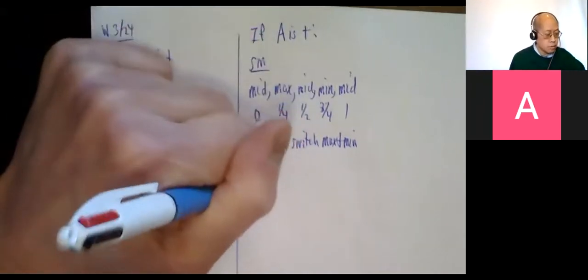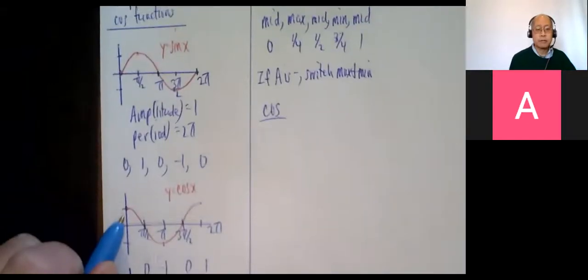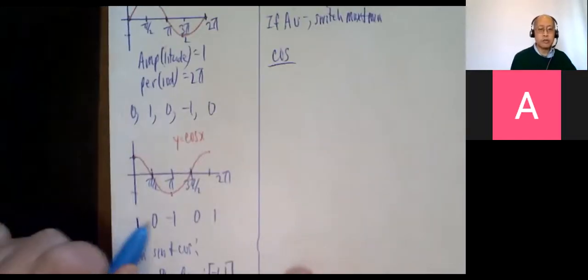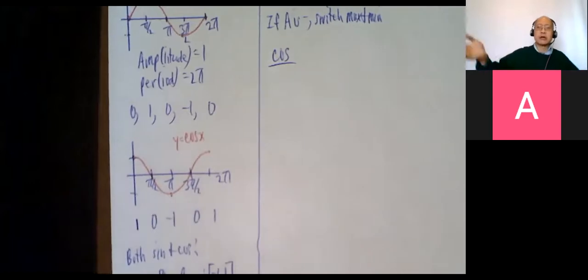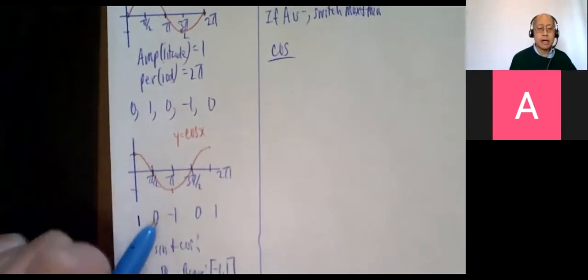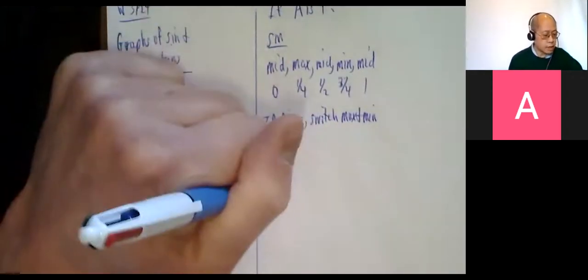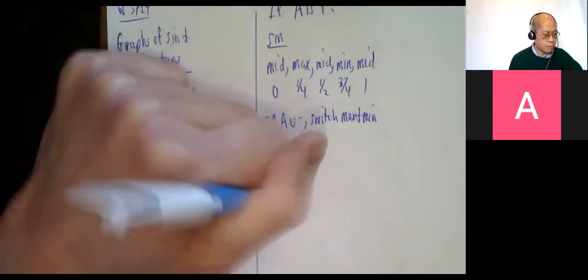Okay. For the cosine, just piggyback off of here, the basic cosine goes 1, 0, negative 1, 0, 1. But what is it in general? Once we start moving and all that, that looks like the maximum, midline, minimum, midline, maximum. So cosine goes like this for one period.